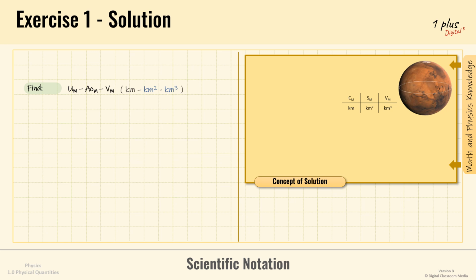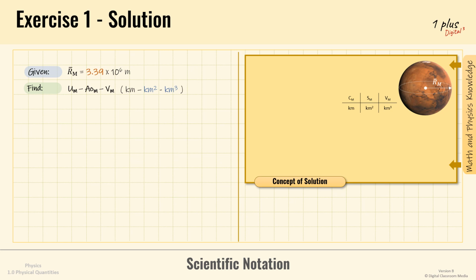In reality, planets such as Mars, the Earth, and other celestial bodies are not perfectly spherical. Usually, the radius at the equator is slightly larger than at the poles. Therefore, the given value is the mean radius of Mars. It is 3.39 times 10 to the power of 6 meters.